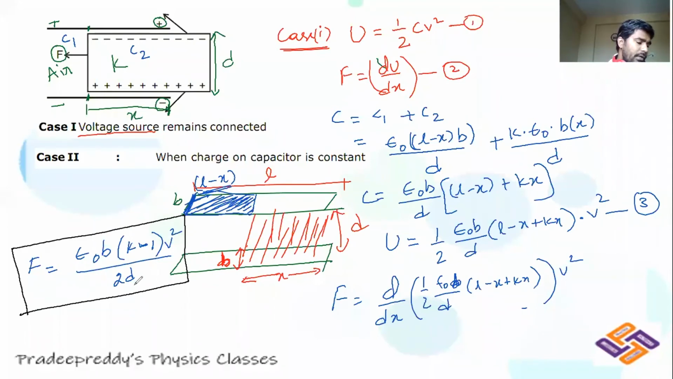One important thing you need to understand here is, in the final expression, there is no X term. Is it not? This is independent of X. So what does it mean? This dielectric slab can be filled up to a quarter portion or half portion or 3/4 portion of the parallel plates' area. It is independent of X. Force will remain the same as it is. That is a very important concept you need to remember.